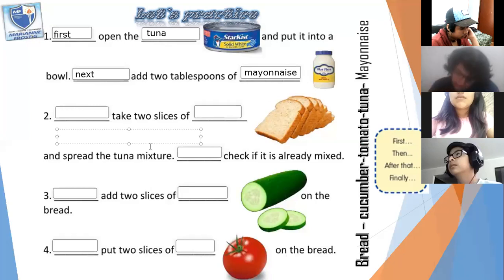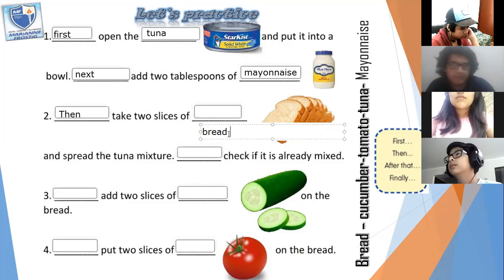Now, guys, here, number two, we have first, next. What can I use, guys? Then, okay, perfect. Then, very good. Then, take 2 slices of tomato, cucumber, or bread, guys. What is the correct? Look at the image. 2 slices of, what is the name, guys? Bread, perfect. Okay. Bread, okay, 2 slices of bread.